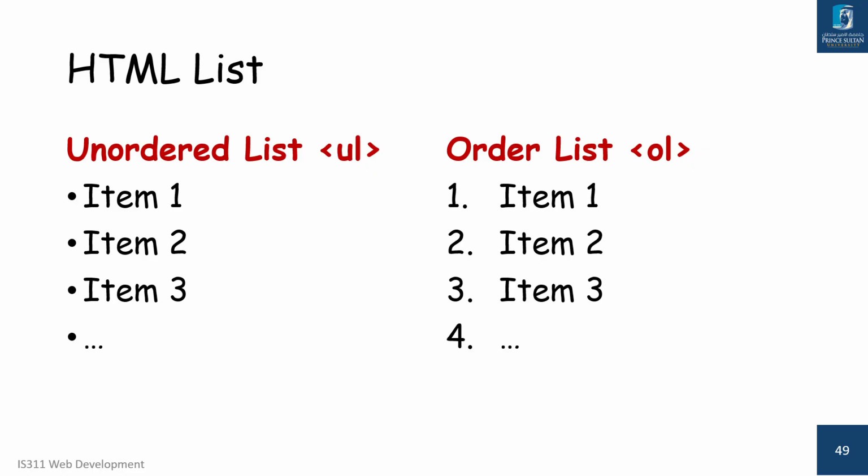If we want to create the unordered list, you use the UL tag. And if you want to use the ordered list, then you use the OL tag. U means unordered, L is list, O means ordered, and L means list. Again, they have opening and closing tags. You open the UL tag and then close the UL tag, and inside you define the list items.